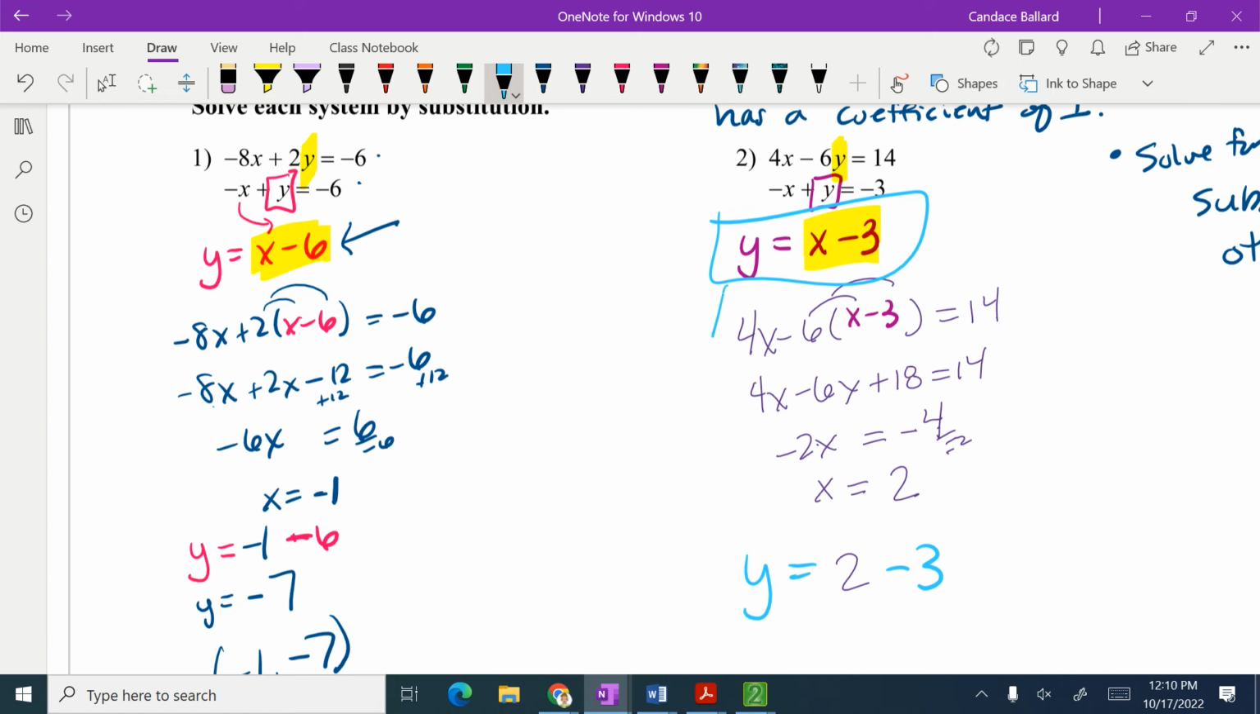All right, what's 2 minus 3? Negative 1. So my final answer on this one would be 2, negative 1. Make sure you get your x first and your y second. Okay?